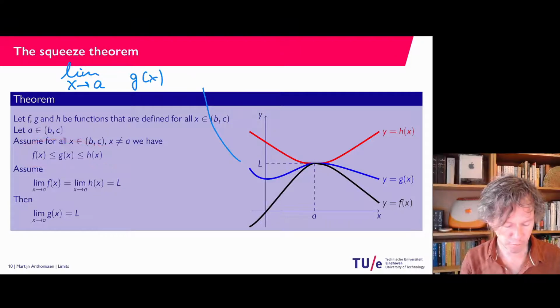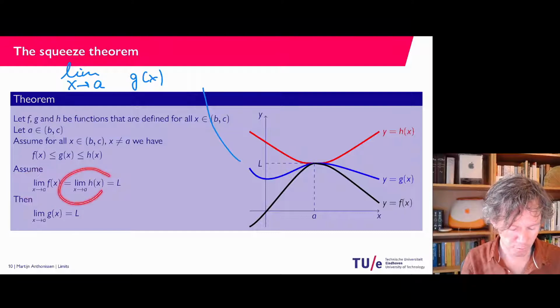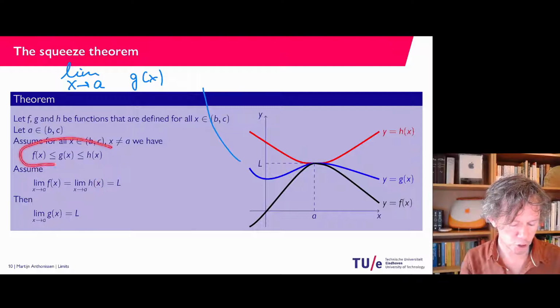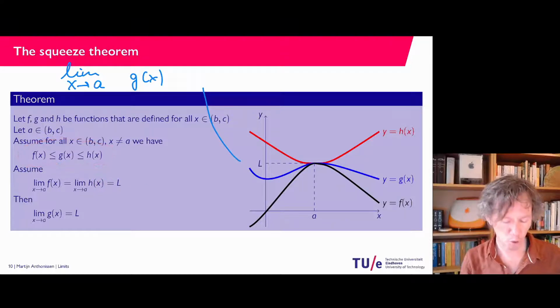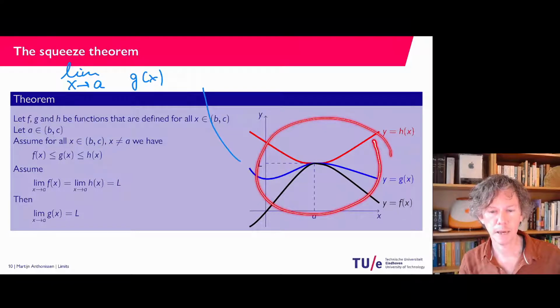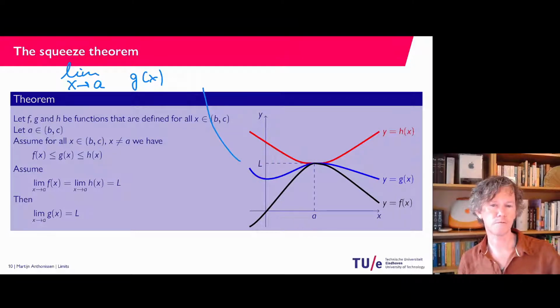So it's easy to find the limit as x goes to a of f(x) and of h(x), the upper bound. And if they are both equal to L, then because this g function is in between them, g also needs to go to L. So if you look here on the plot, if g is in between the black and the red graph, and the black and the red graph are at x equals a the same value, then also the blue one needs to have the same value.